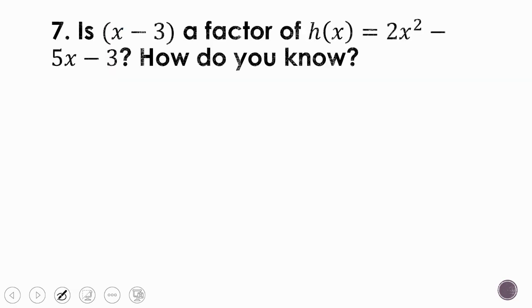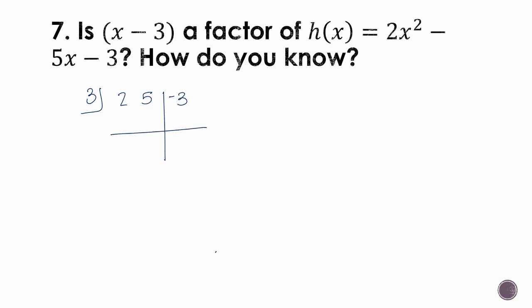Is x minus 3 a factor of the polynomial there, and how do you know? So we know because we're going to do synthetic division to figure this out. So I'm going to be dividing by 3, and I'm going to line up my coefficients. Remember that I need to have 1 for each position. So I have an x squared, an x, and a constant. I'm good, I don't need to add any zeros. So I'm going to bring down the 2, and I'm going to get this, okay?